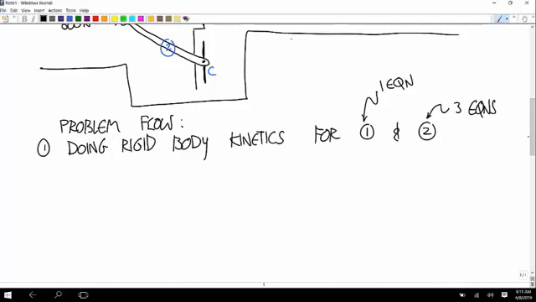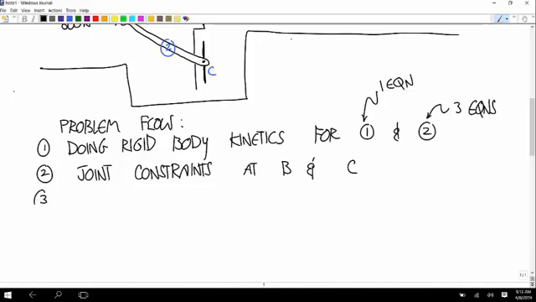Okay, so we do the rigid body kinetics problem. We have 4 equations. Then we do the joint constraints. The first example we did last time, there was only one joint constraint. It was the knee. This one, there are 2 joints. One at B and one at C. So there's a little more work to do in this problem.